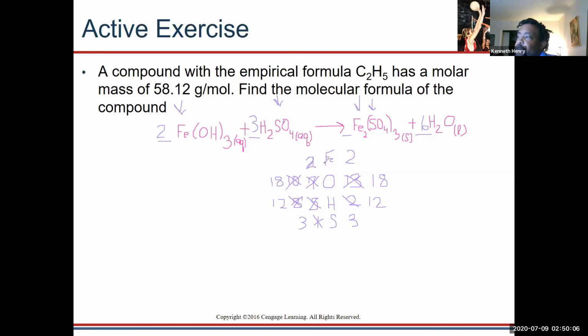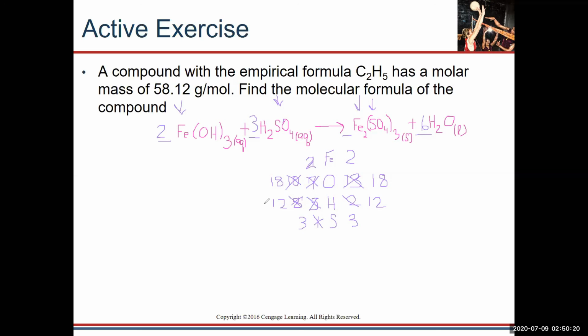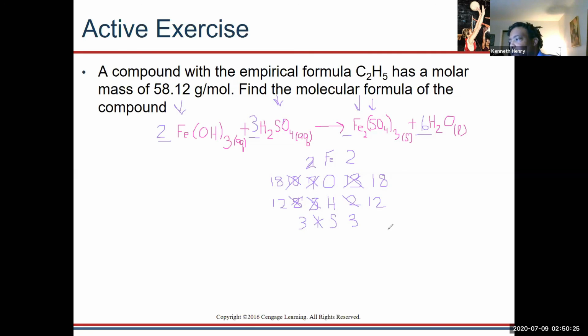So I have 2 iron on my reactant side, 2 on my product side. I have 18 oxygens on my product side and 18 on my reactant side. I have 12 hydrogens on my reactant side and 12 on my product side. And I have 3 sulfurs on my product side and 3 sulfurs on my reactant side. Everything's balanced. Piece of cake?